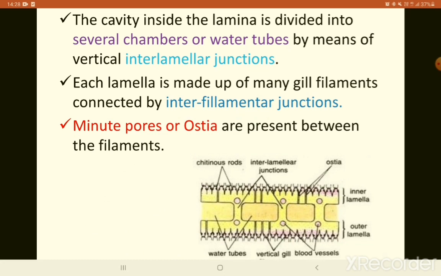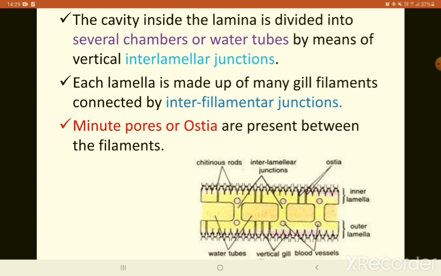In the same way, when a portion of one lamella is joined to the other, you call it an interlamellar junction. So they are called interlamellar junctions. Thus, the gill filaments and the interfilamentar junctions form the two lamellae of a gill plate. These two lamellae, the outer lamella and the inner lamella of one gill plate, are connected by these interlamellar junctions.